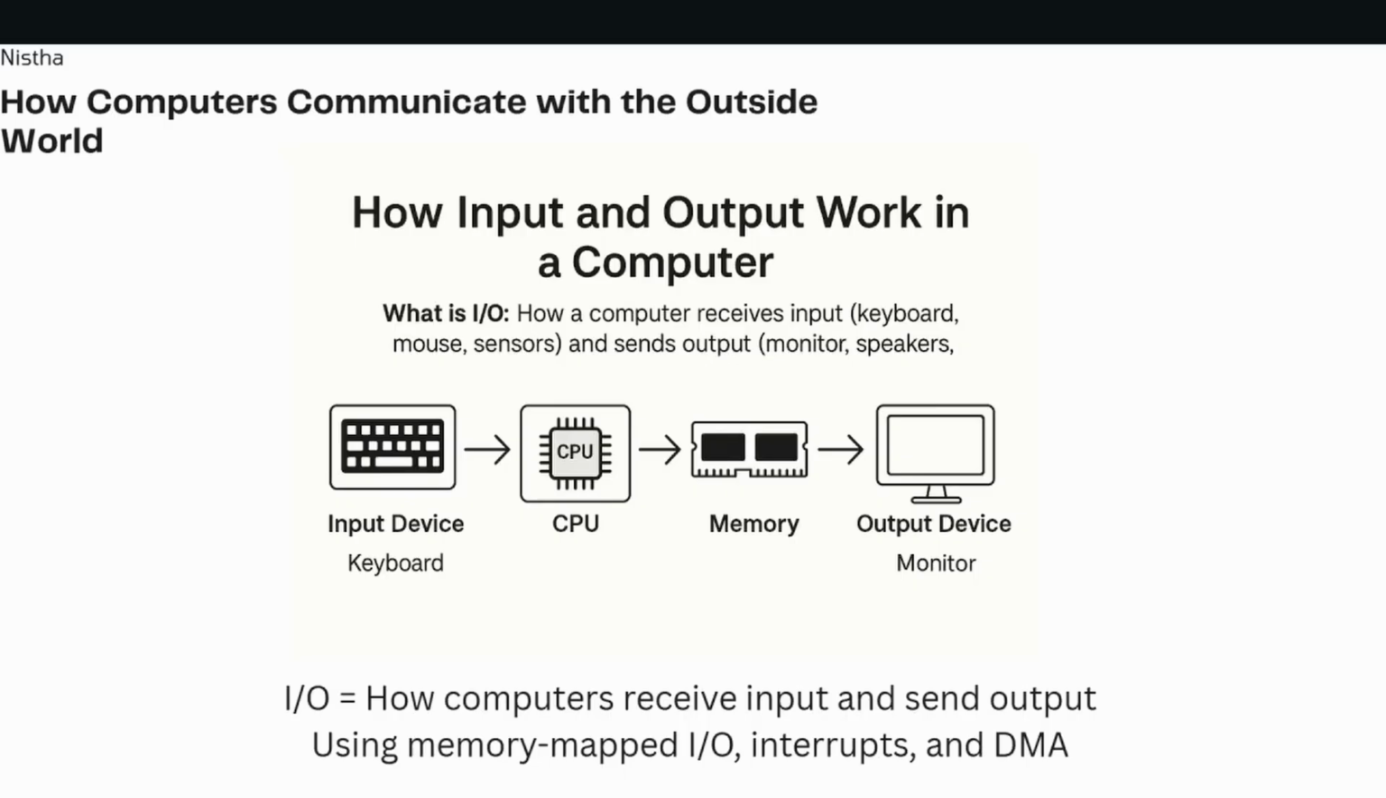This whole process from keyboard to CPU to memory and then to the monitor is how input becomes output. Computers use memory mapped I/O, interrupts, and DMA to manage this communication efficiently without always involving the CPU.